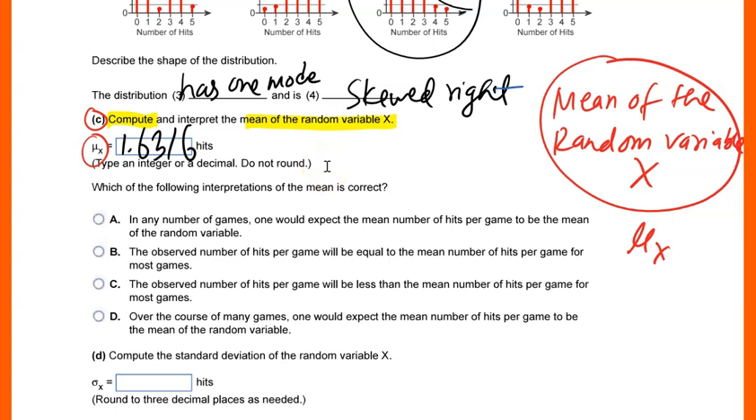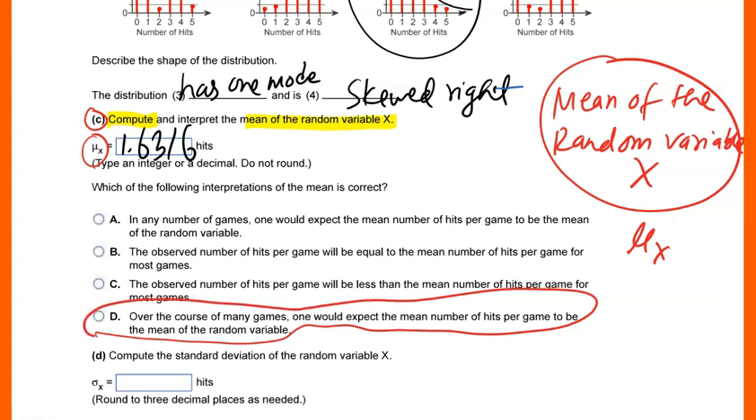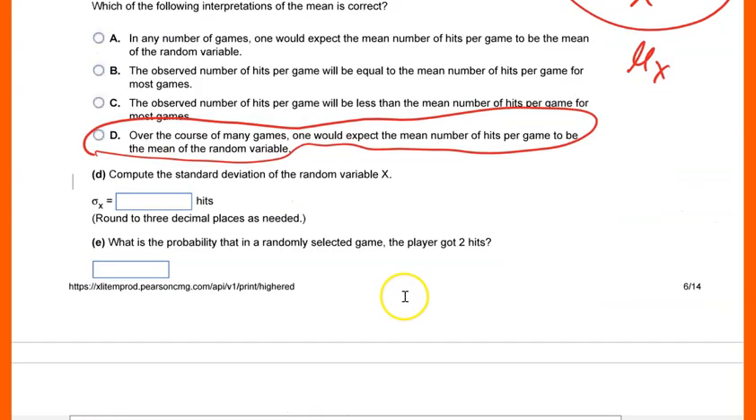To interpret the mean, you have to read all the options here and find the correct answer. You might have to watch the lecture video. The answer is going to be D. Over the course of many games, one would expect the mean number of hits per game to be the mean of the random variable. That's the interpretation.